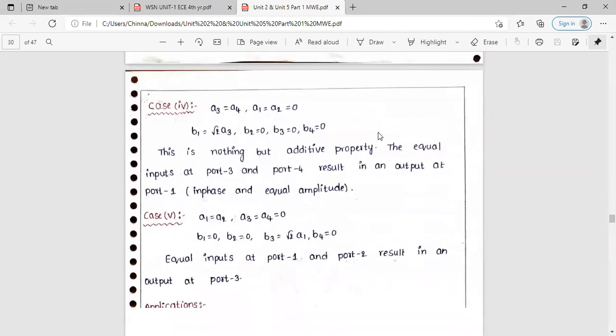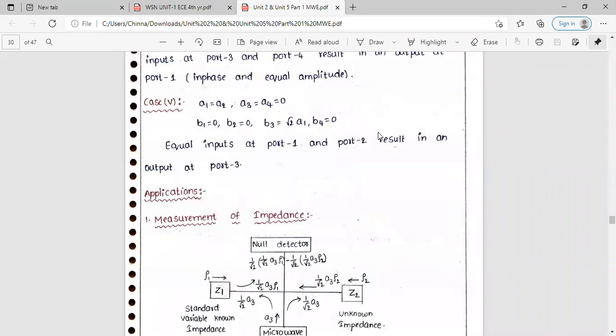Here is another case, related to A3 equal to A4 and A1, A2 equal to 0. In that condition, B1 is equal to root 2 A3, and B2 equal to B3 equal to B4 is equal to 0. This is nothing but the additive property. The equal inputs at port 3 and port 4 result in the output at port 1. In phase and equal amplitude, both will be added and the output will be obtained across port 1. So if we give the same input with the same phase at port 3 and port 4, we get the output at port 1. That is one of the cases.